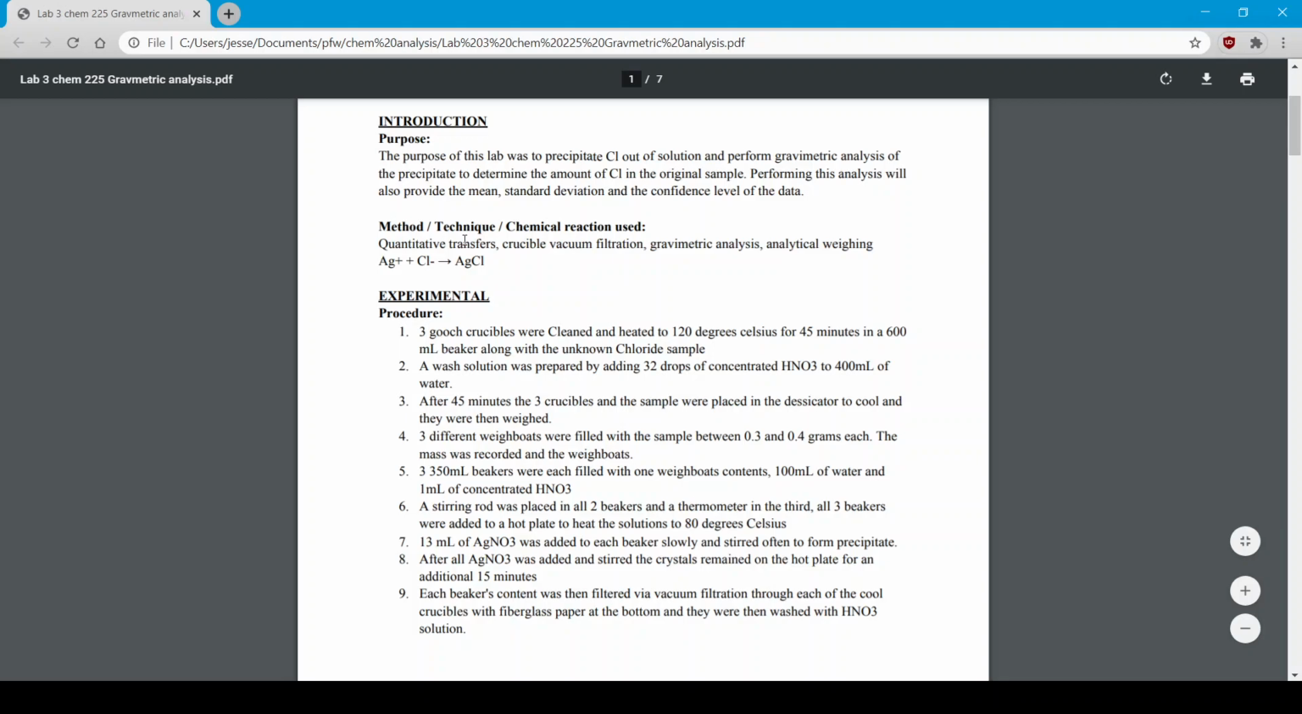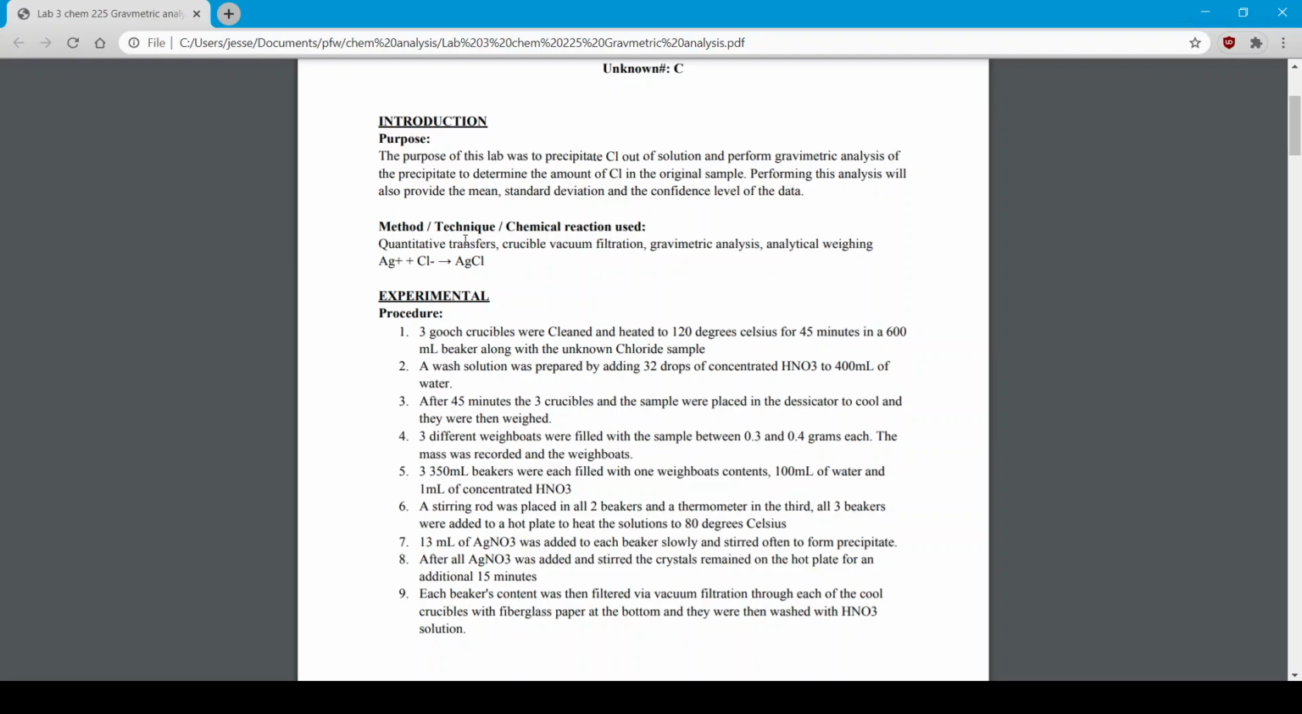Quantitative transfers, basically transferring your solution, different parts of the lab to different glassware, like your flask and things. A crucible vacuum filtration: essentially we used a crucible with fiberglass paper at the bottom to perform a vacuum filtration, which uses the vacuum from a sink that's created in this flask to essentially pull out all of the liquid or solution out of a precipitate or the powder that's formed at the end of your chemical reaction. So basically you're left with your powder that you can use after it's dried to weigh it and obtain the mass of what you're looking for.